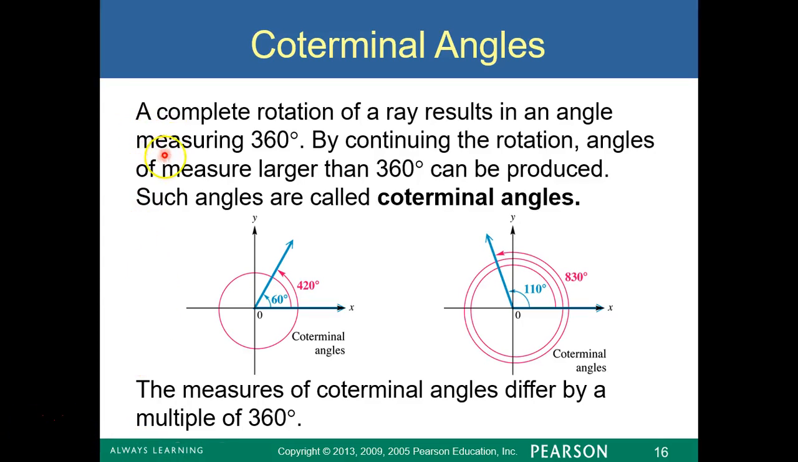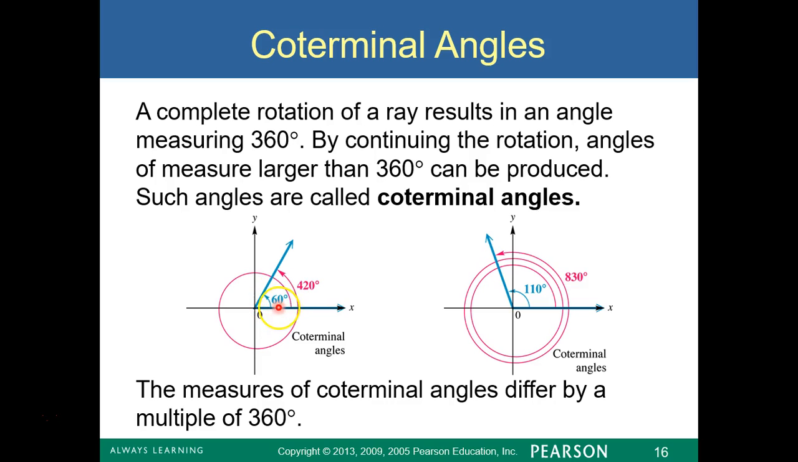All right, coterminal angles. A complete rotation of a ray results in an angle measuring 360 degrees. So one rotation is 360 degrees. And by continuing the rotation, angles of measure larger than 360 can be produced. Such angles are called coterminal angles. Here are a couple of examples of coterminal angles.